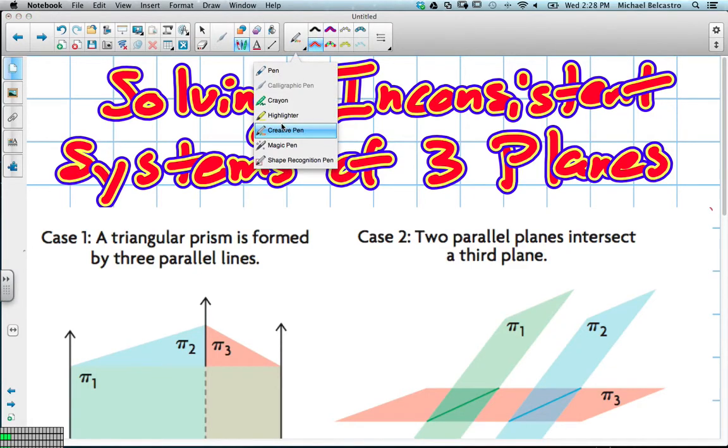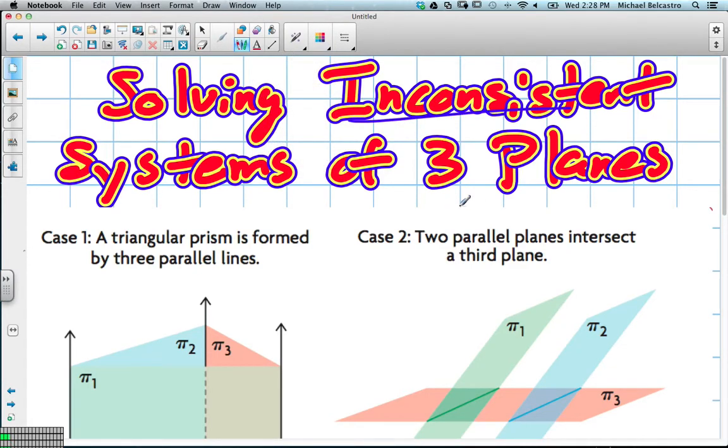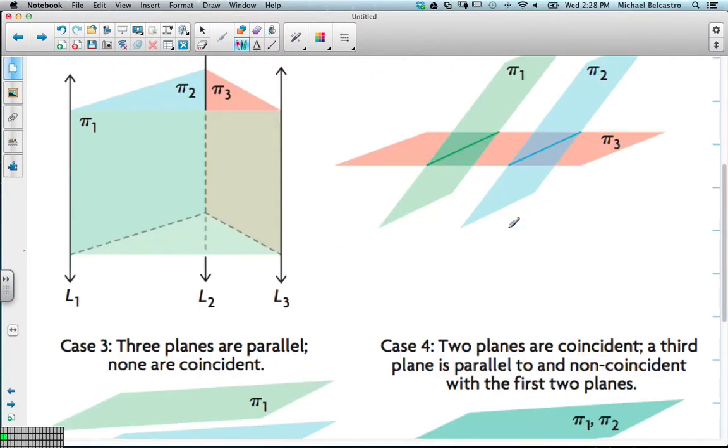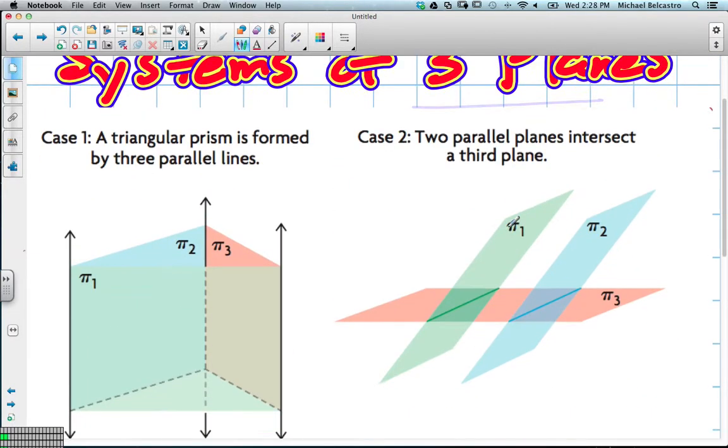Solving inconsistent systems of three planes. We are going to have 4 examples here, and actually we'll talk about the first one because it is the most difficult to recognize.